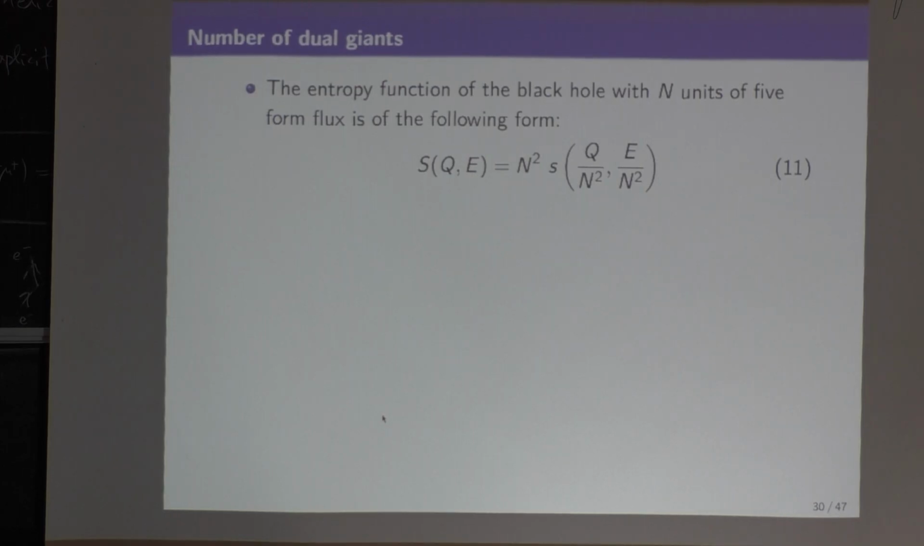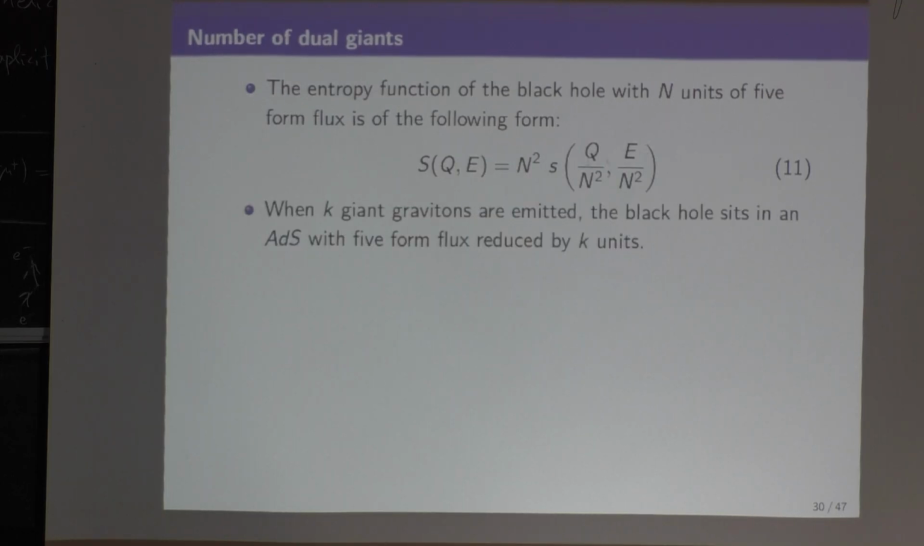Any questions? Yeah. So now you might ask why only one dual giant graviton? Like you could have emitted more dual giant gravitons. And the answer is again entropic. So the entropy of any black hole takes this form. It's of the form n square times some function of energy and charge written in units of n square.